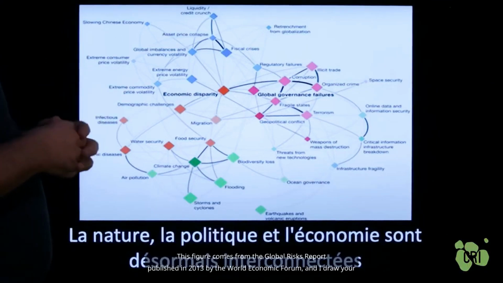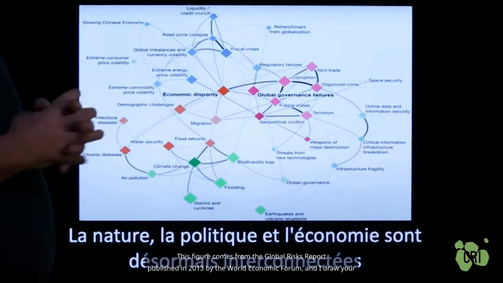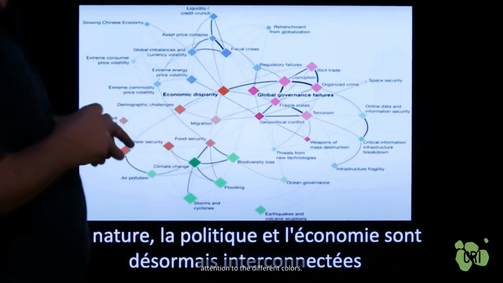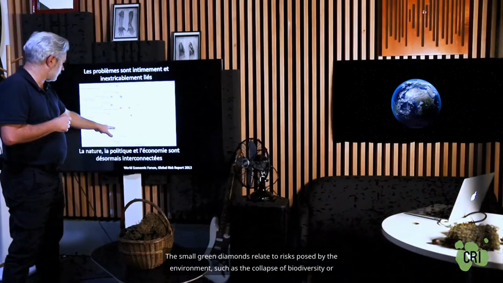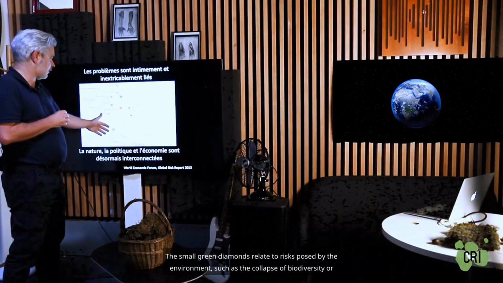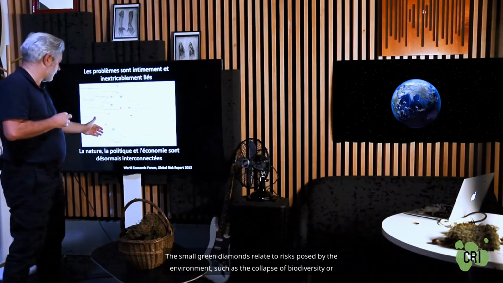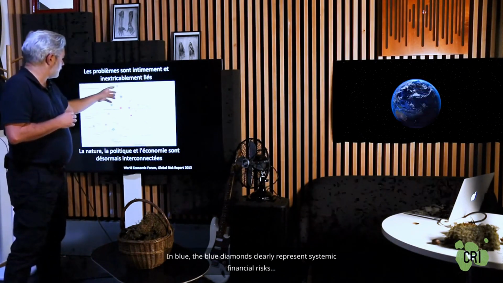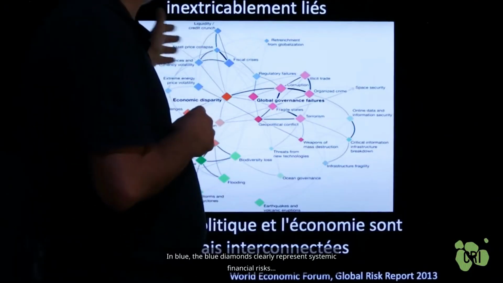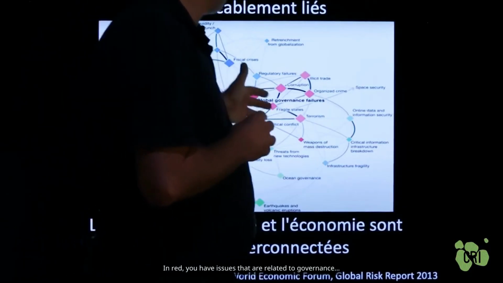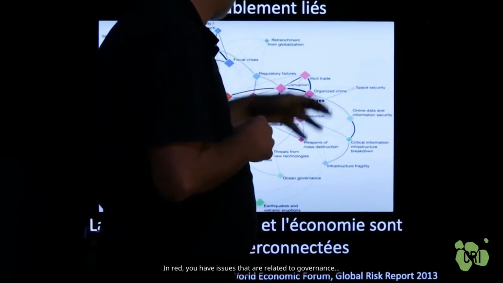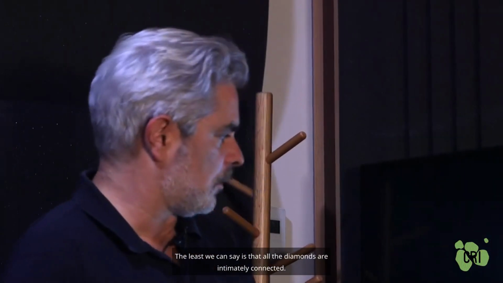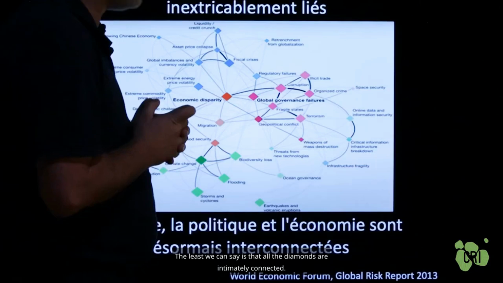This figure comes from the Global Risks Report, published in 2013 by the World Economic Forum, and I draw your attention to the different colors. The small green diamonds relate to risks posed by the environment, such as the collapse of biodiversity or the emergence of cyclones, etc. In blue, the blue diamonds clearly represent systemic financial risks. In red, you have issues that are related to governance, and in red, issues related to the economy. The least we can say is that all the diamonds are intimately connected.